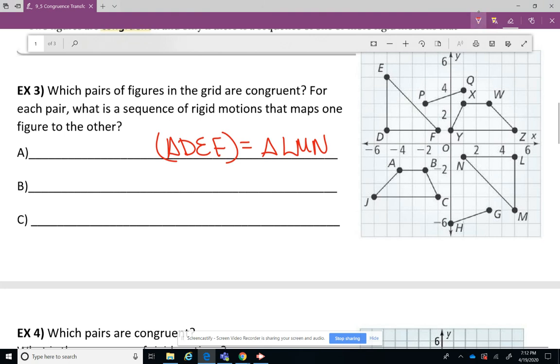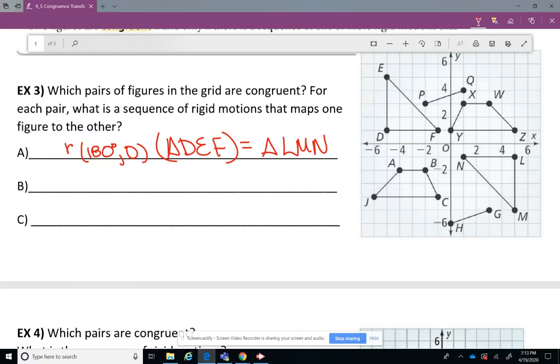All right, so let's go ahead and write that transformation that we did. We are going to rotate 180 degrees about the origin. Okay, that works. That's a rotation, and that shows that the triangles are congruent. It shows which triangles are congruent.